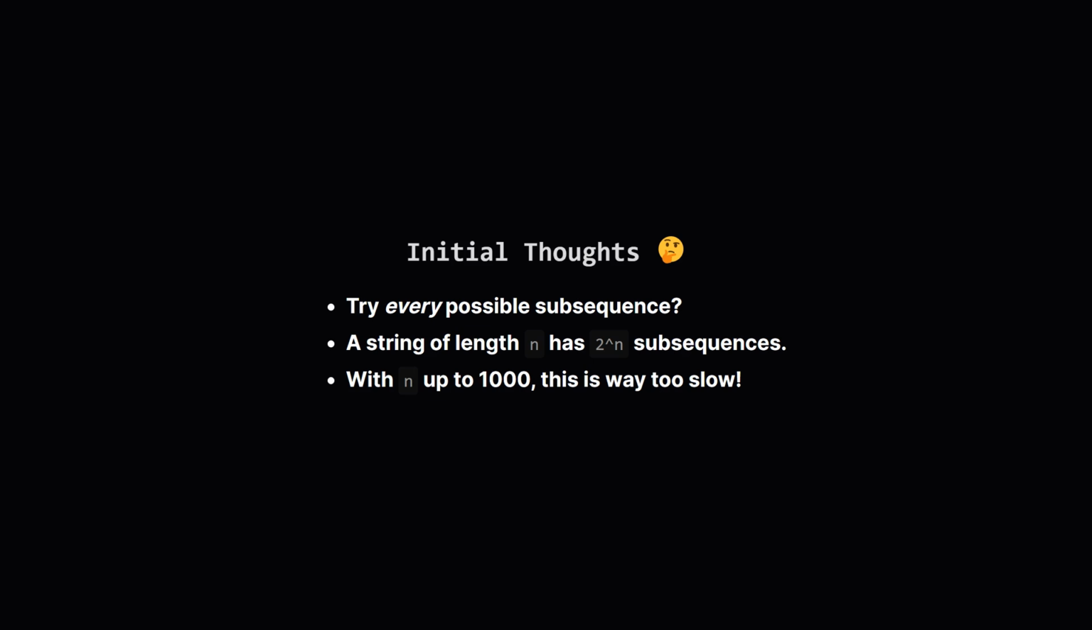So what's our first idea? The most straightforward approach is to try everything. We could generate every single possible subsequence, check if its value is less than or equal to k, and then keep track of the longest one that works. But a string with n characters has 2 to the power of n possible subsequences. If our string has 1,000 characters, that number is astronomically huge. This brute force method would time out for sure. We definitely need a smarter way.